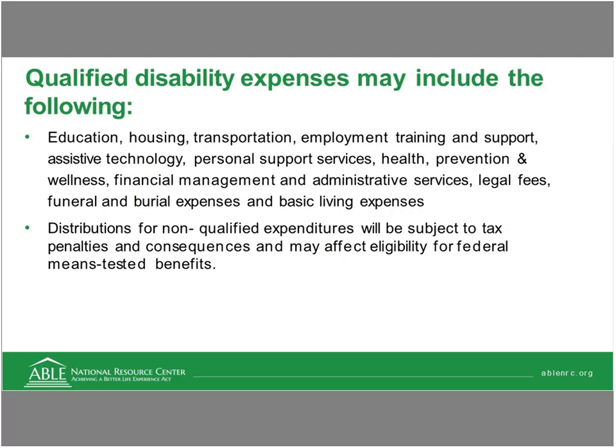However, it is also important to note that distributions for non-qualified expenditures will be subject to tax penalties and consequences, and in fact, perhaps even more importantly, they could affect the individual's eligibility for their federally means-tested benefits such as supplemental security income, SSI, or even Medicaid. So it's important to understand that while Congress and the rules that oversee the implementation and how these accounts work provide for an extremely broad definition of what they can be used for, if they are misused, there are significant consequences.